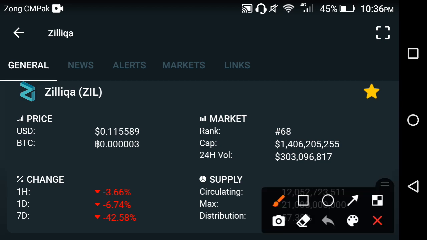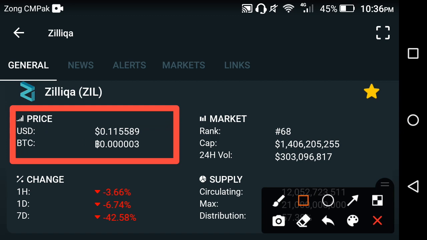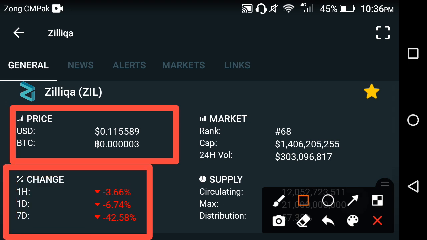Friends, if you look at the current price of Zilliqa, you can see here 0.115589 USD is the current price of Zilliqa. On the other side, if you look at the price changes occurring in Zilliqa, as you can see here, from the last 1 week, the price of Zilliqa is going down. Friends, the last 1 hour, last 1 day, and last 1 week price changes in Zilliqa are going down.